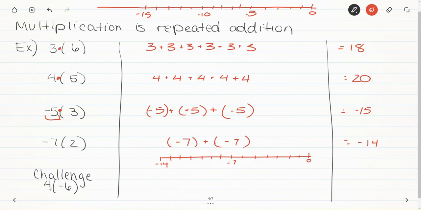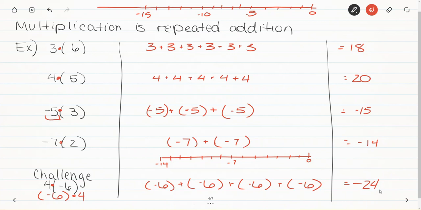Now, the challenging one is this 4 times negative 6. You can remember with multiplication, 5 times 3 is the same as 3 times 5. Because to do 4 negative 6 times is not really going to work out very well. I can't go negative 6. So I'm actually going to change the order of this. I'm going to change it so it's negative 6 times 4. So I'm going to write out the negative 6, 4 times. Negative 6 plus negative 6 plus negative 6 plus negative 6. And if I go negative 6, 4 times, that's going to give me an answer of negative 24. And you could write it out on the number line if you wanted to. So that's how multiplication is repeated addition.